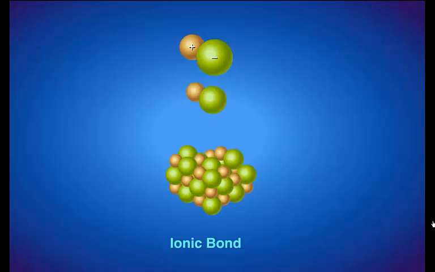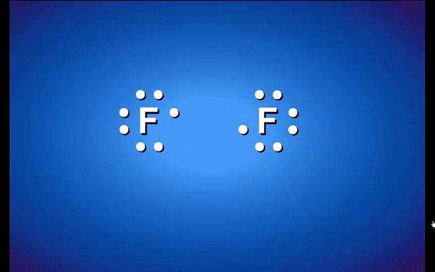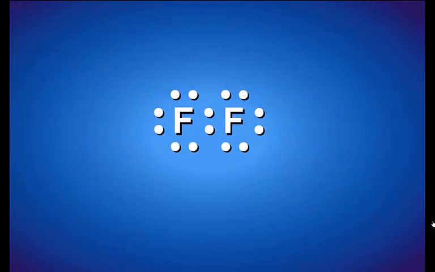Both fluorine atoms have 7 valence electrons. If one electron from each fluorine atom is shared with the other atom, then both fluorine atoms achieve an octet of electrons. This type of bond is called a nonpolar covalent bond. The sharing of electrons between atoms is exactly equal, and the electron density is symmetrical.